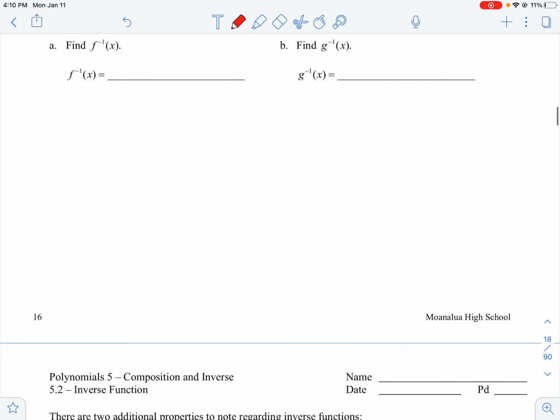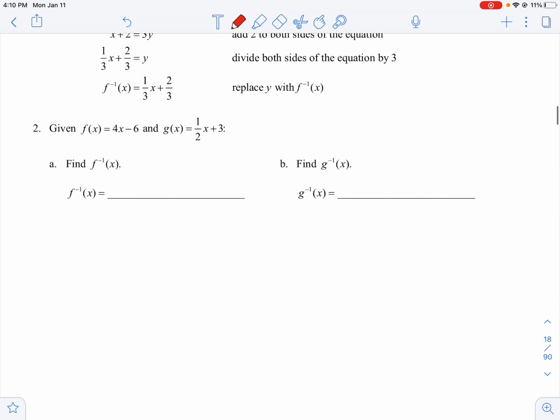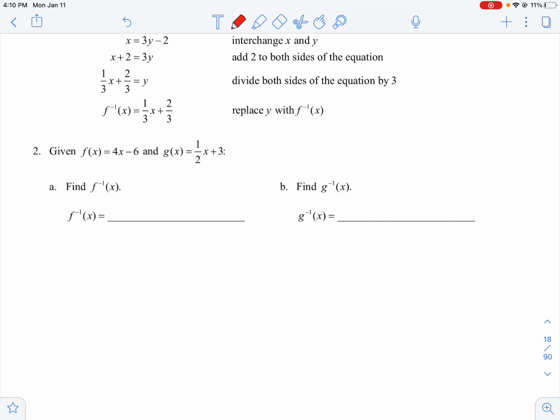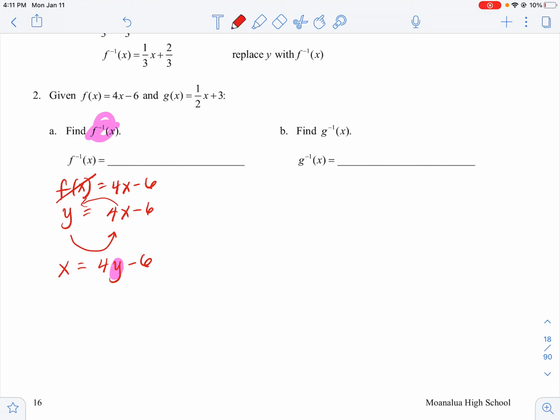Okay. Moving on. We have here, let's start with f of x. So f of x equals 4x minus 6. Replace f of x with y, so y equals 4x minus 6. Interchange the position of x and y. So that is x equals 4y minus 6. Solve or isolate the y. Leave y alone. So you're going to end up with x plus 6 equals 4y.